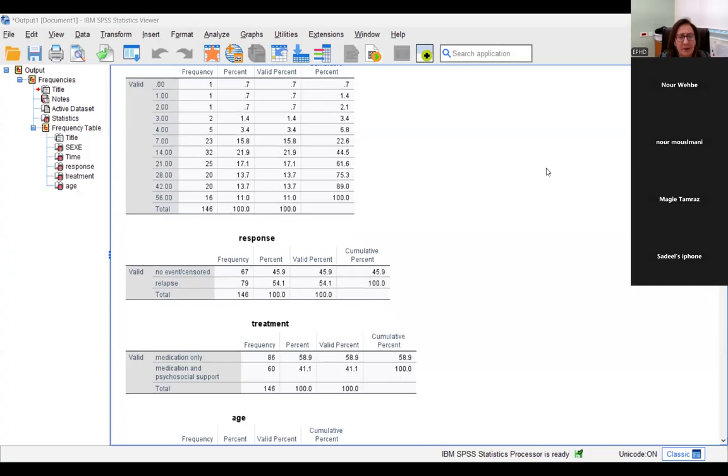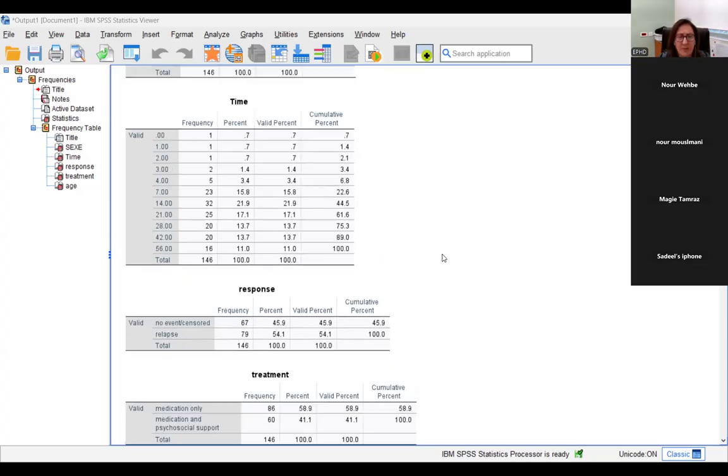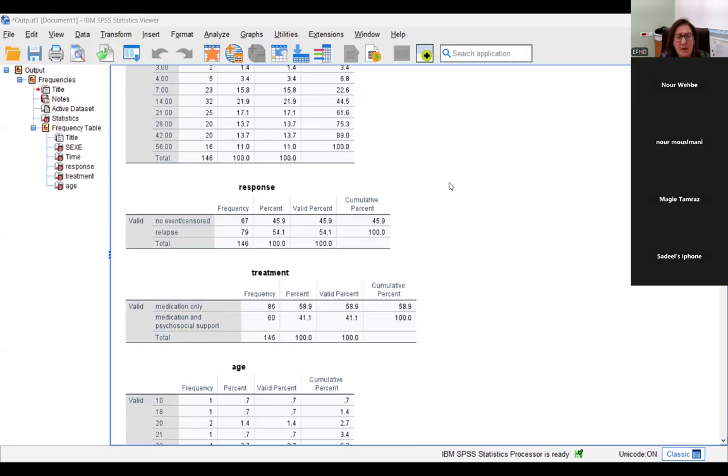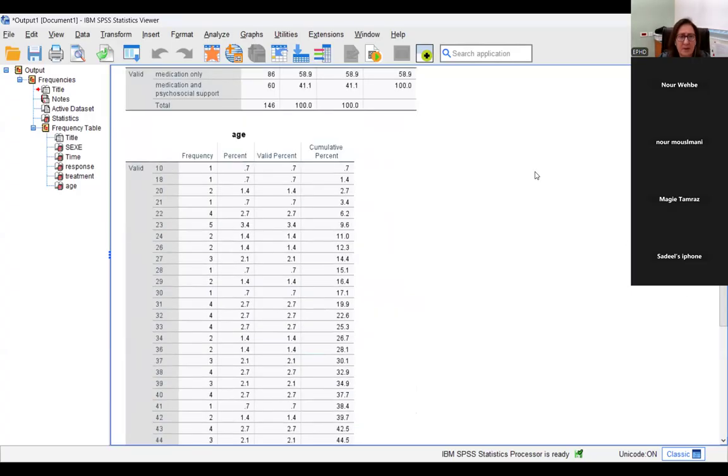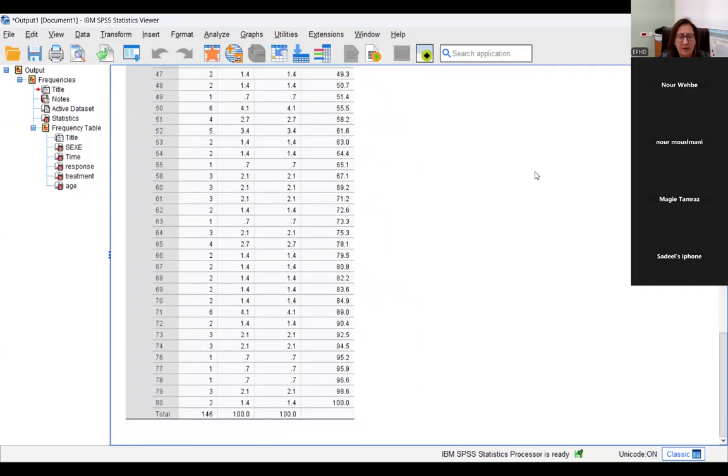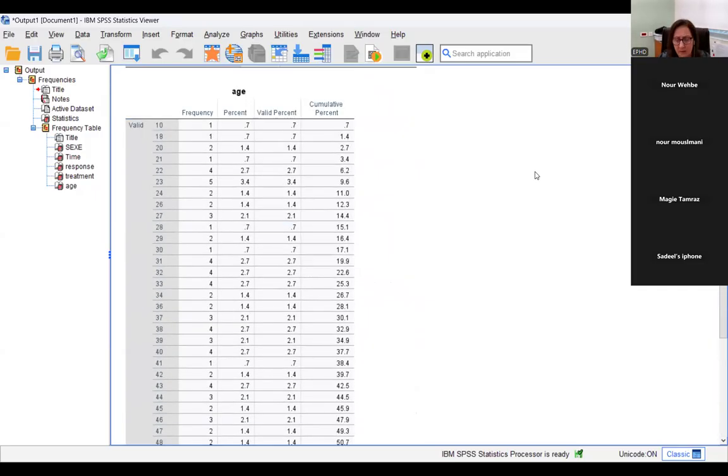So gender, time, response, how many events? We have 45% who did not have any event under observation, while 54% relapsed after a certain period of time. The time of follow-up was from 0 and could be up to 56 months. We have 58% who were on only chemotherapy and 41% on chemotherapy and psychosocial support, and the age ranging from 10 to 80. So that's very simple, yet very informative on the data.